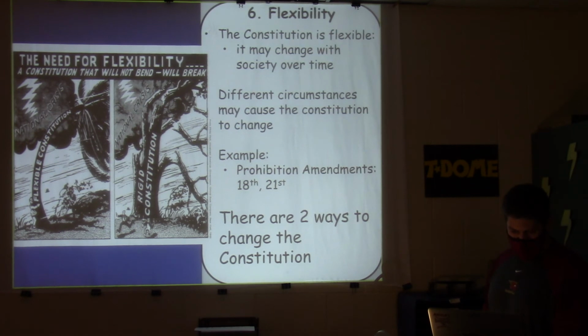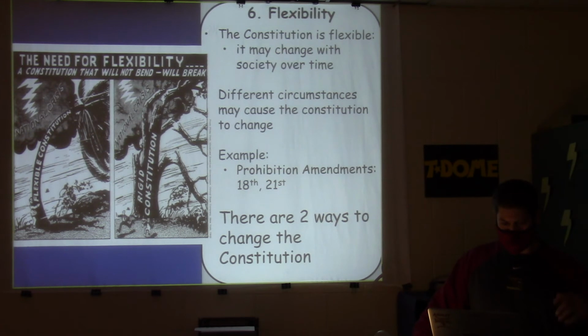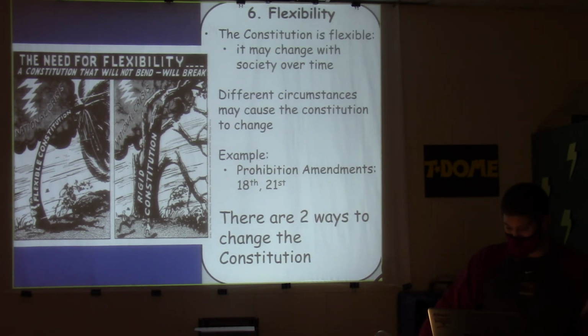All right, now we have number 6, flexibility, which is probably the coolest part of the Constitution. The Constitution is flexible. It may change with society over time. The Constitution was written in the 1780s, over 200 years ago. It has to change, right? We don't live in that world anymore. And it has to change even more from what we experience right now.